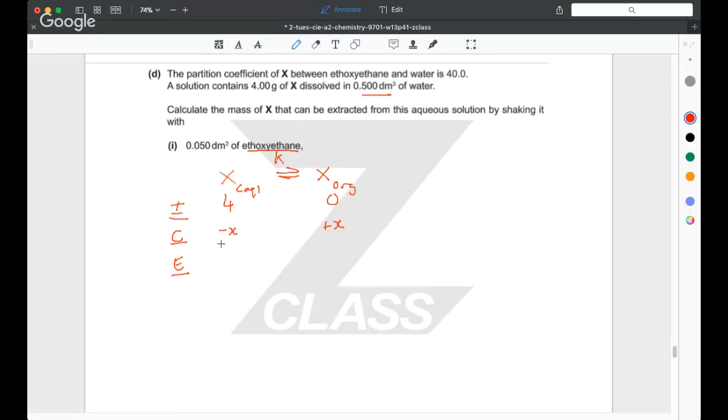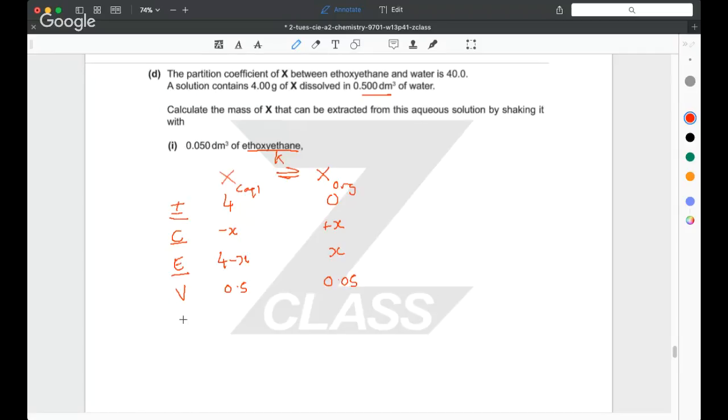And so that's the change you'll see in this equilibrium table. And so the equilibrium amounts are the 4 grams that we started with minus the amount that's gone into the organic phase, and the amount that's in the organic phase. So those are our masses that have gone into the organic phase and left behind in the aqueous phase. And the volume was 0.5 decimeters cubed for the aqueous phase and 0.05 decimeters cubed for the organic phase.